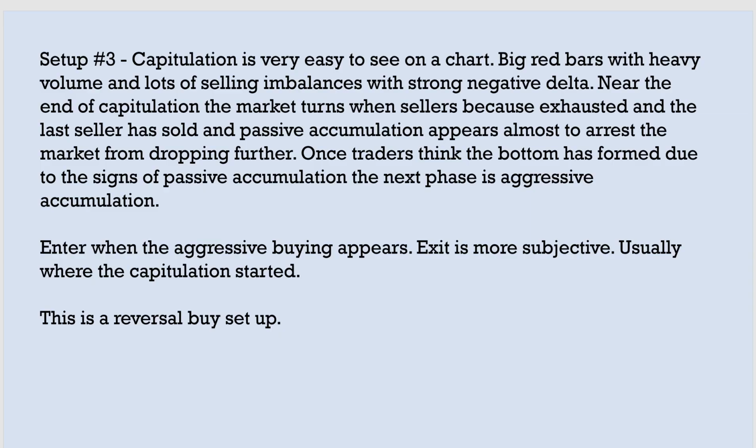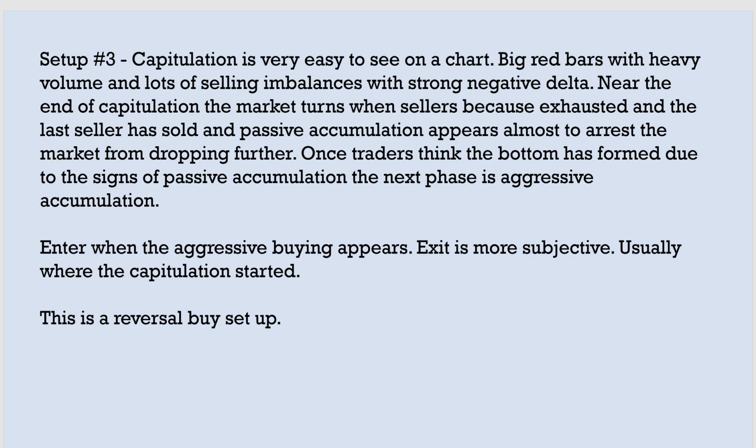Okay, so that's setup number 3: capitulation. It's the opposite of irrational exuberance. It's a reversal buy setup. And it's really easy to see on a chart. Big red bars, heavy volume, lots of selling imbalances, a strong negative delta. Near the end of capitulation, the market turns when sellers become exhausted, and the last seller is sold. Passive accumulation appears almost to arrest the market from dropping further.